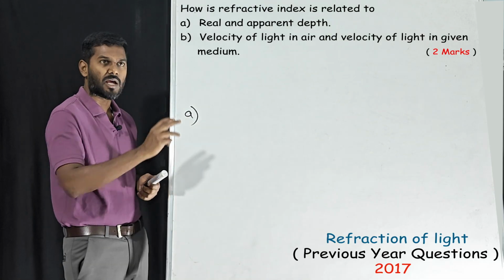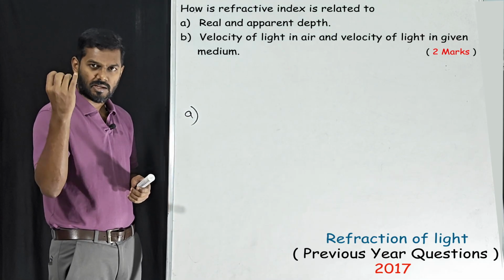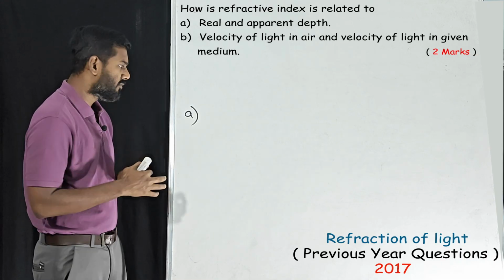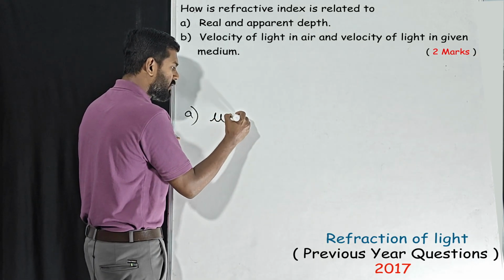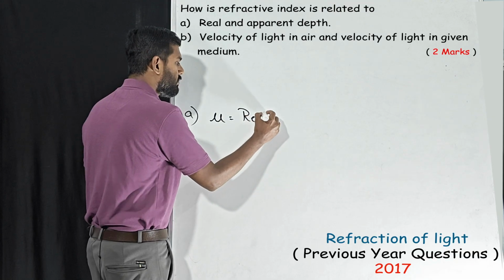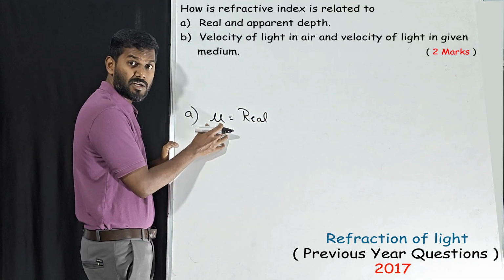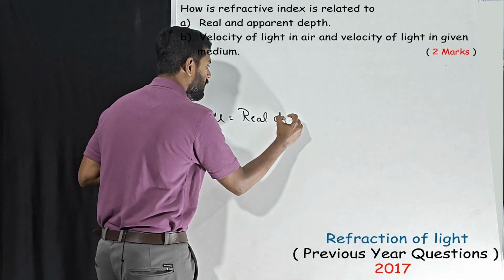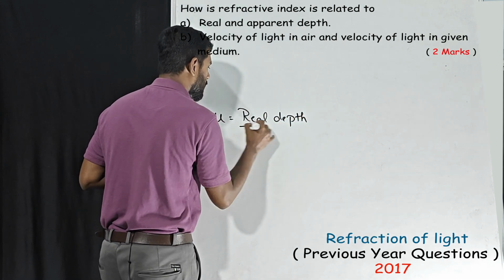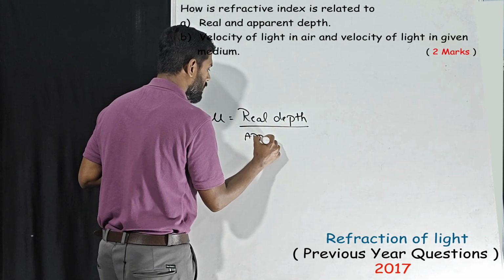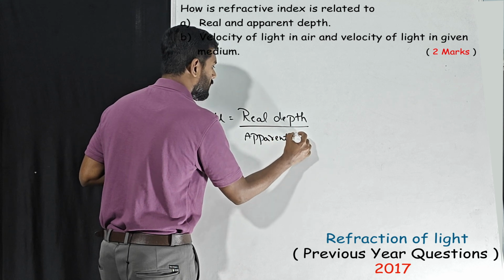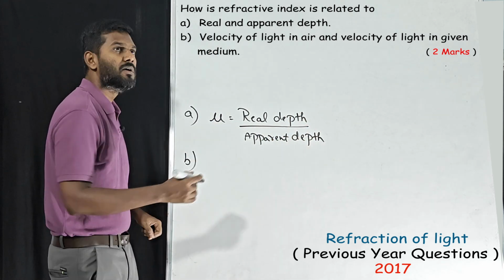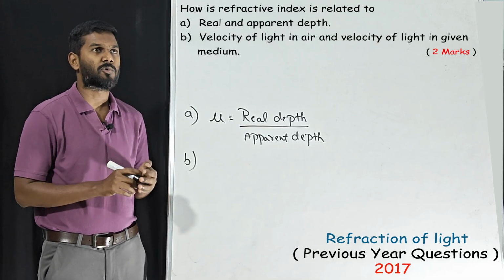Anyhow, in this question they are talking about three physical quantities: refractive index, real depth and apparent depth. We have to go for the formula. So refractive index is equal to, see, you have to write it in full form. You should not use the symbols in the exam. Real depth by apparent depth. The first question is done. Now we'll go for the second sub question.